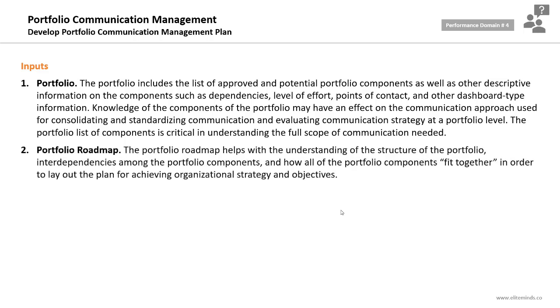The second input is the portfolio roadmap, which helps with understanding of the structure of the portfolio, interdependencies among the portfolio components, and how all of the portfolio components will fit together in order to lay out the plan for achieving organizational strategy and objectives. So similar to the portfolio roadmap will help you understand the portfolio components, how they fit together, and how is the portfolio structured, in addition to the interdependencies between the portfolio components.